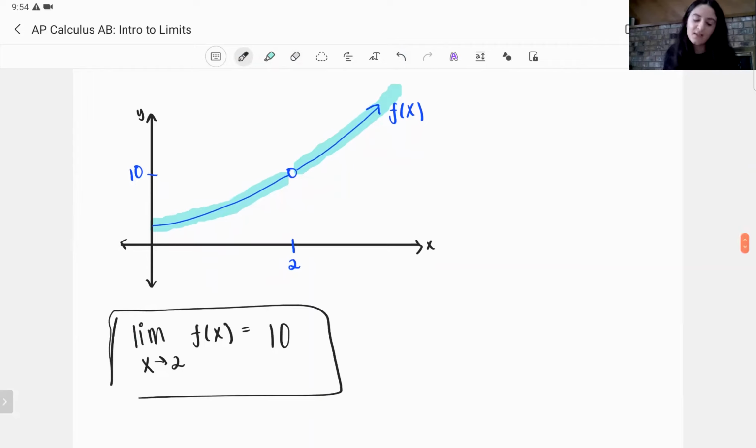That's because a limit just asks you, as x gets really, really close to some value, what do the y values get really, really close to? The y values don't actually have to reach 10. They don't actually have to become 10. They just have to get really, really close to it. So that's why in this case, our limit is 10.